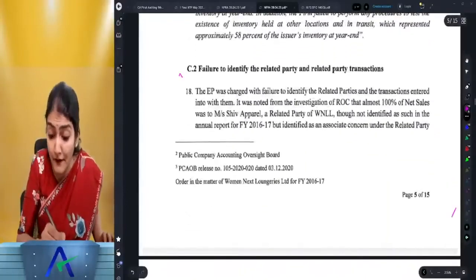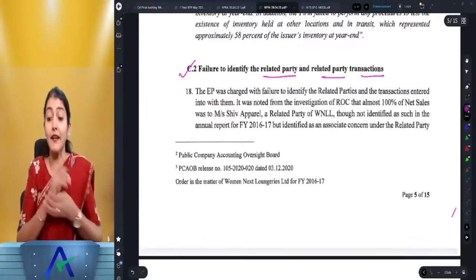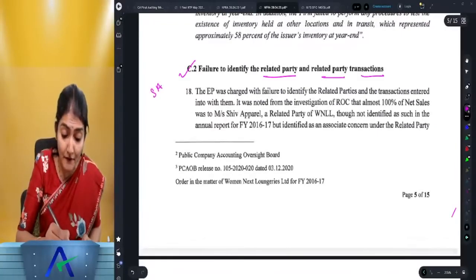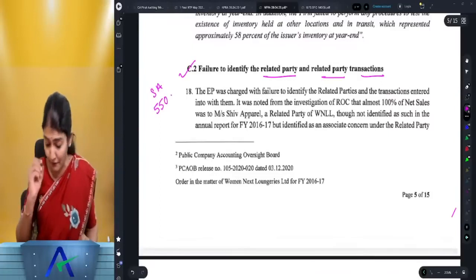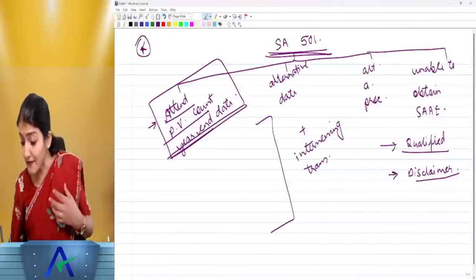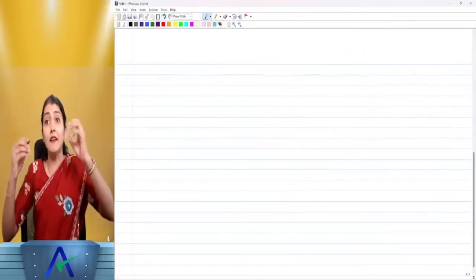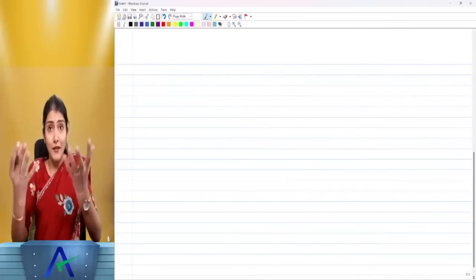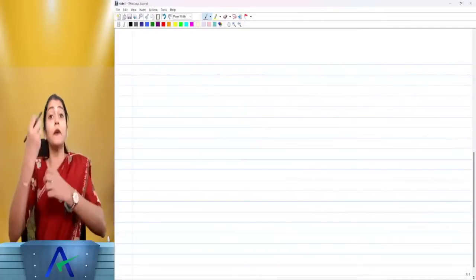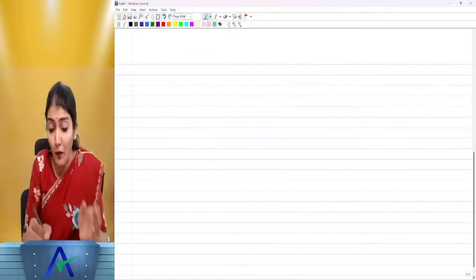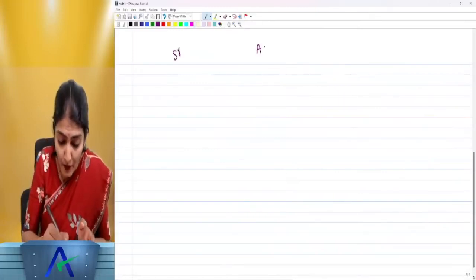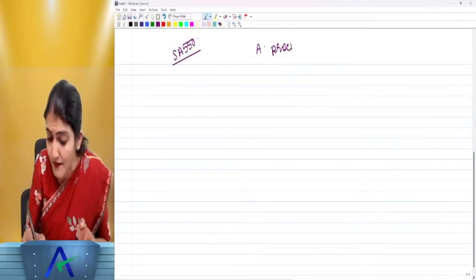Then the next one: failure to identify the related party and the related party transactions. So what are we talking about over here? SA 550. Whose responsibility is it to identify related parties? It is the responsibility of the management. You as an auditor are going to indirectly check. So what are the audit procedures? Now I am discussing with you SA 550, the audit procedures to identify the related parties.